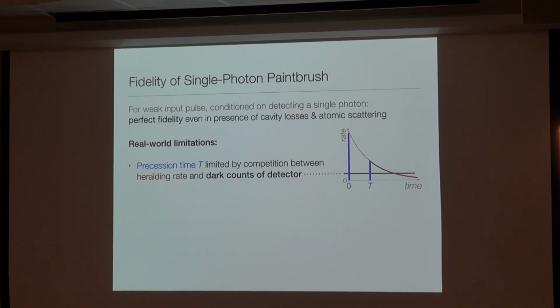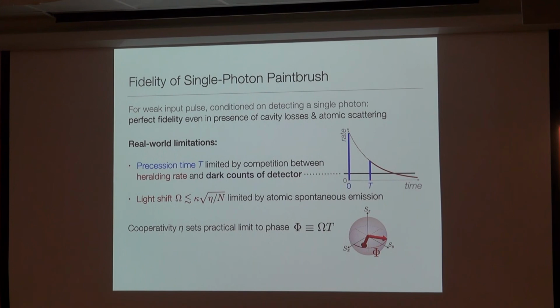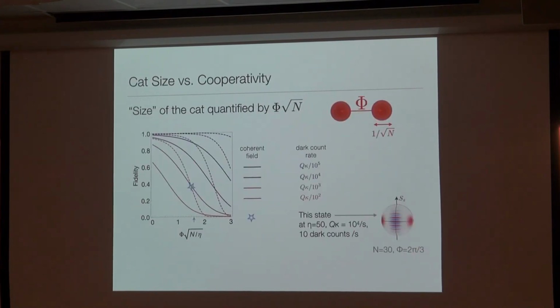Real world limitations, one needs to compete against things like dark counts of the photodetector, okay? And at the end of the day, there will be some limit that is set by the cavity cooperativity. But not surprisingly, there should be some limit on how macroscopically one can make these states with reasonable success probability. But in the limit where one has a very good detector, this is a really promising scheme for making very pure entangled states in a heralded fashion.